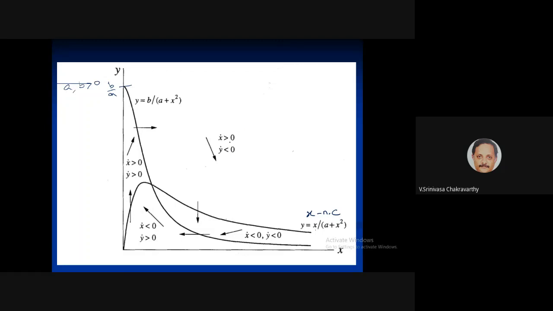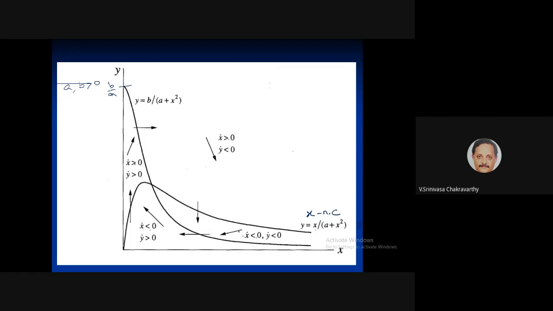So when you say above the x null line, that involves 2 regions, and in both these regions x dot is positive. Therefore, contrarily, when you go below the x null line, x dot has to be negative, in these 2 regions.